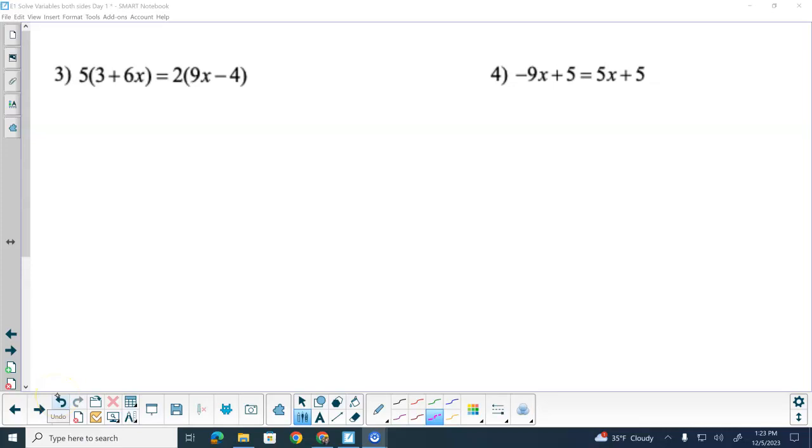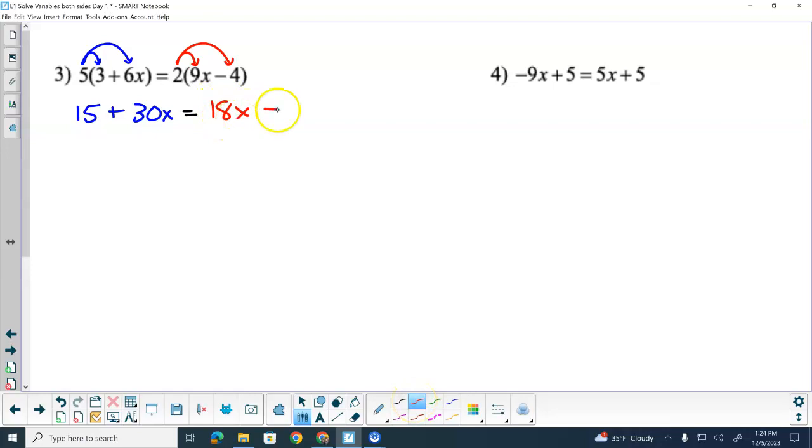Step number 1 of things to do in number 3. Distribute first. So not only do we have to distribute on the left side, we also got to distribute on the right side. 2 distributions there. So on the left, it would be 15 plus 30x, and that's going to equal 18x minus 8. Okay?